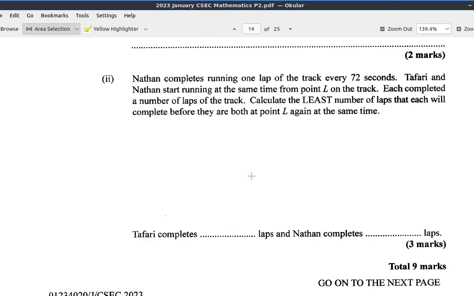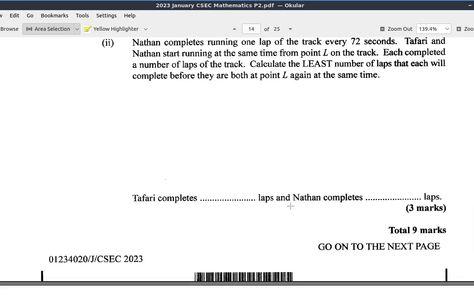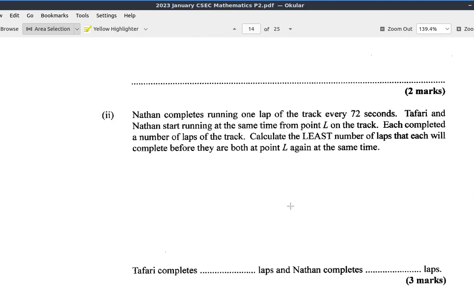Let us continue. Question 6 of the January CSEC Mathematics 2023 paper. Alright?